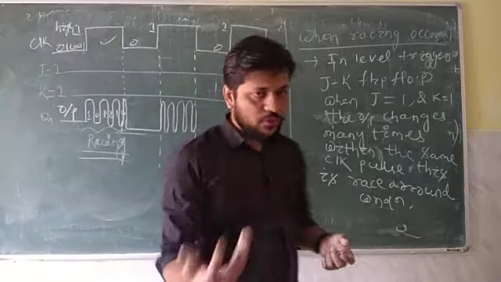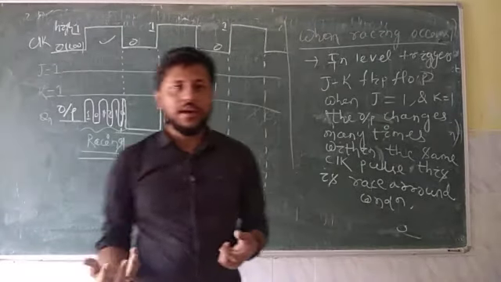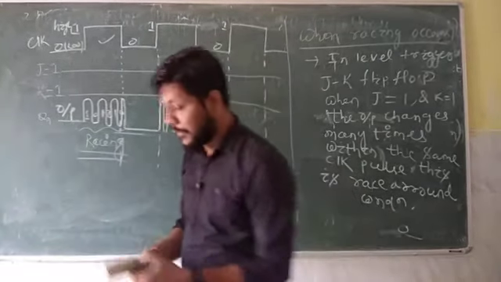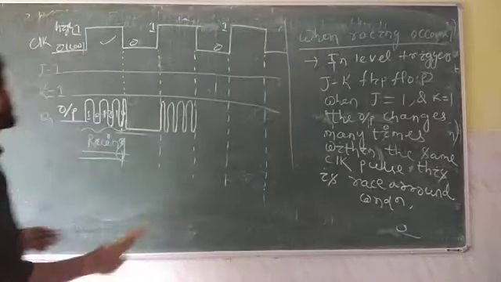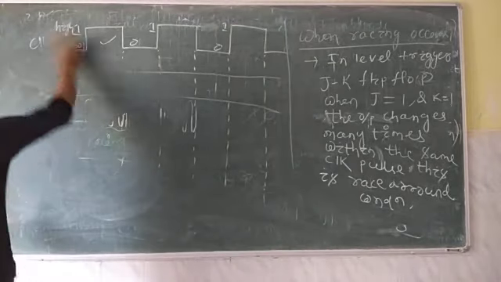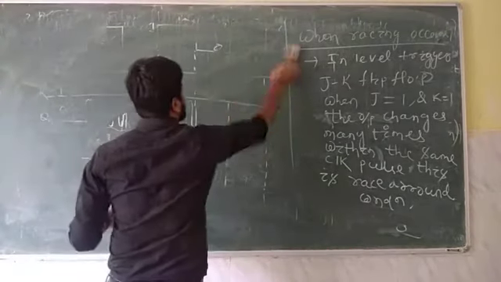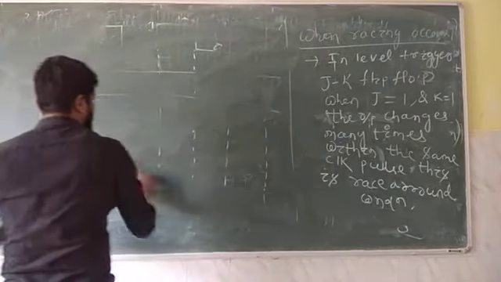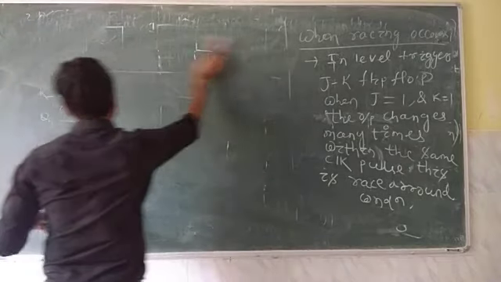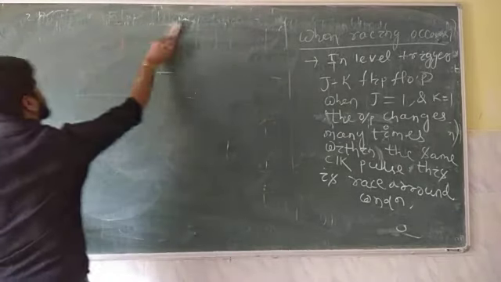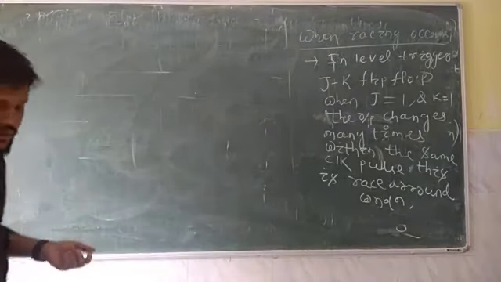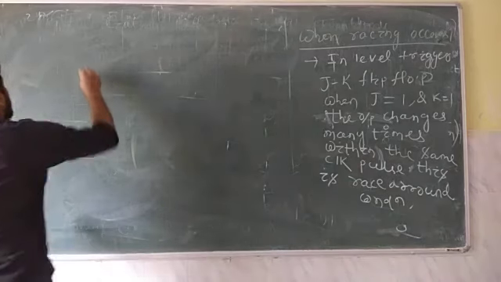Then the next question is how to avoid race around condition.